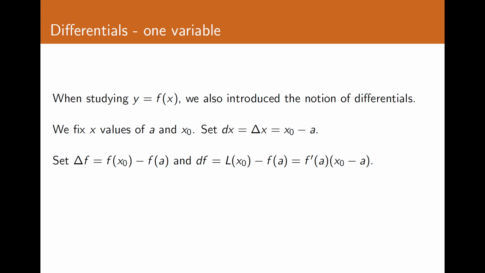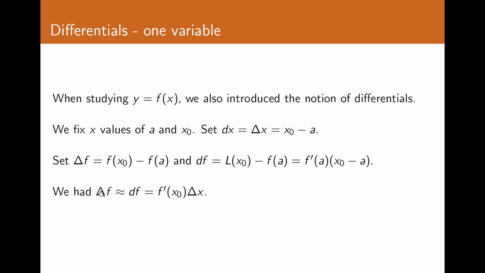Because if I knew how to calculate delta f, I could just add f of a to delta f, and that would give me f of x0. So delta f is what we're interested in. This is the exact change in the function. df, on the other hand, is L of x0 minus f of a. By the equation for L of x, if we plug in x0, we see this is equal to f prime of a times x0 minus a. We denote this as df. This is the approximation to delta f, and we can actually calculate df.